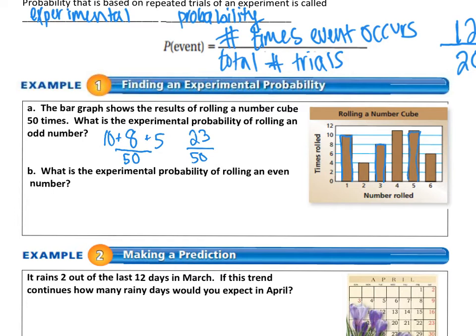Why don't you pause the video now and use the same thought process to try to find the experimental probability of rolling an even number. Okay, they did a total of 50 trials again, and for even we would be looking at 2, 4, and 6. They rolled a 2 4 times, a 4 11 times, and a 6 6 times. Again, on this axis we see times rolled. So you would add them up, and you would get 21 out of the 50 times they rolled an even.